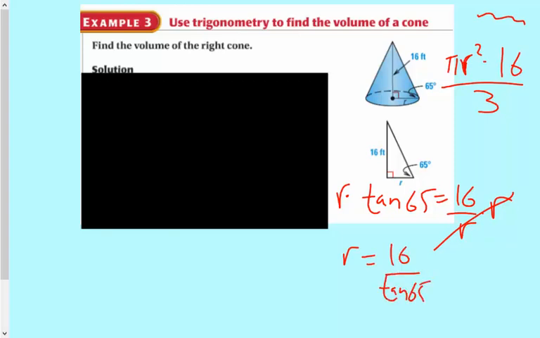So hopefully you've gotten pretty quick at trigonometry since we've been seeing it consistently come up in the homework. So we're going to take 16 divided by tangent of 65. That gives me 7.46. Alright, so we have pi times 7.46 squared times 16, all divided by 3. Plug that in your calculator, and you're going to have your answer.